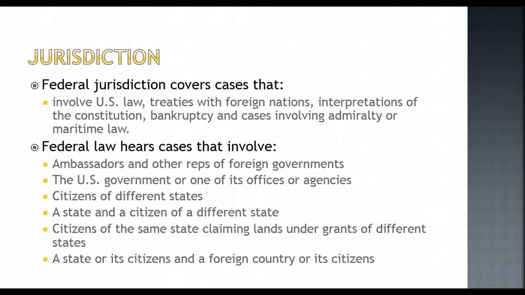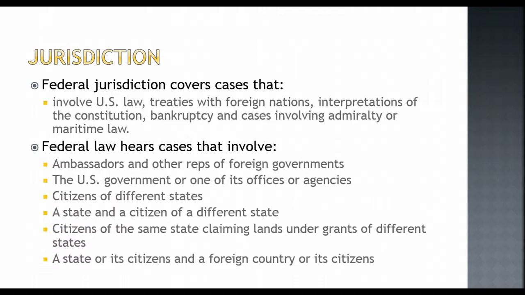All right. Federal jurisdiction covers certain types of cases. So if it's a federal case, it's going to involve U.S. law. So federal law that's passed by the National Congress. It's going to have to deal with treaties with foreign nations. So if there's some dispute over how a treaty should be enforced or something like that, a state's not going to try that case. The federal courts are going to try that case.